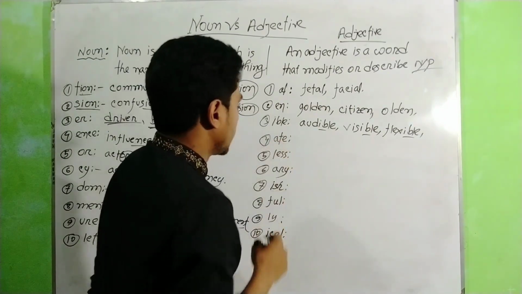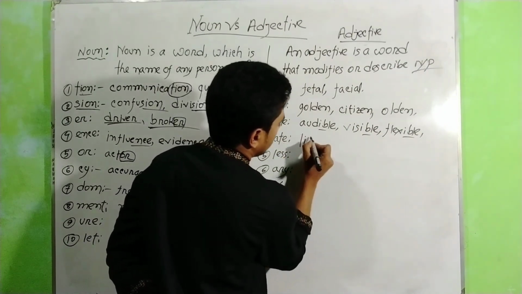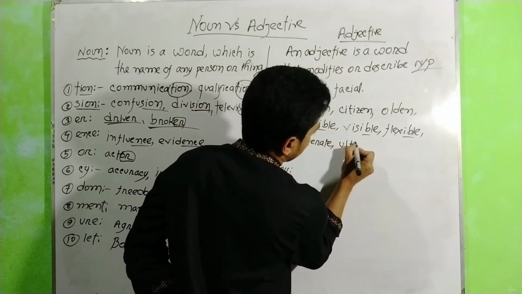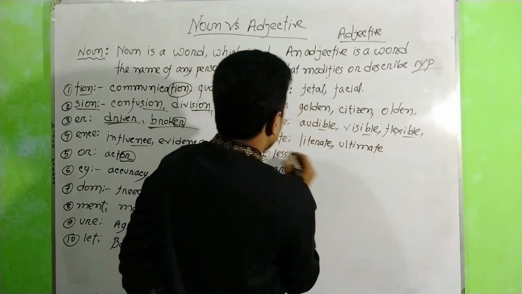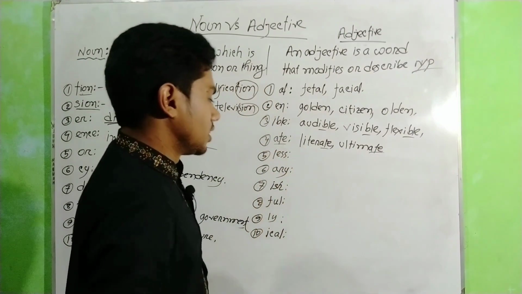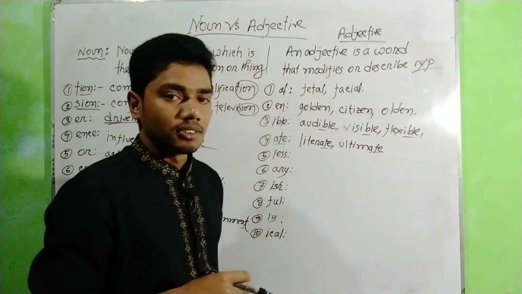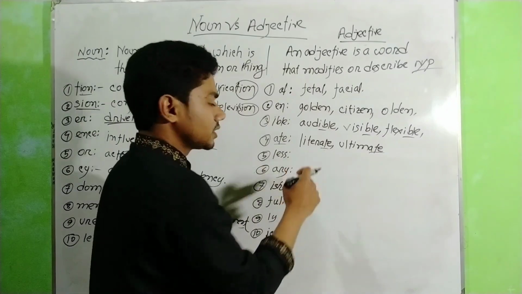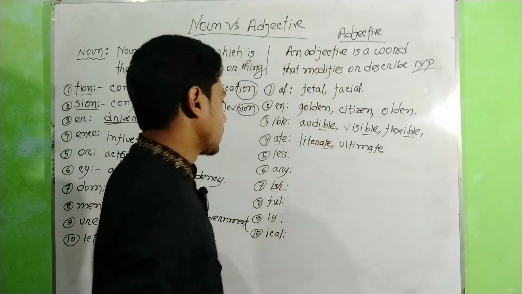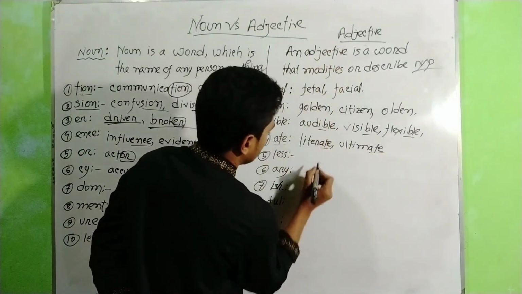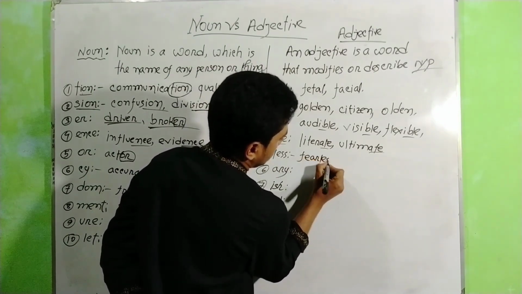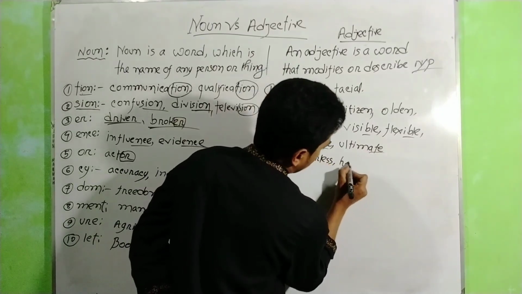Say some examples using ate. You can say literate, ultimate. You see ate here, and here is ate. So literate means what? If you describe any person, you can say this person is a literate man. So literate represents his quality. So it's an adjective. Now let's see less. There are so many examples we can give. For example, fearless. You can say helpless.